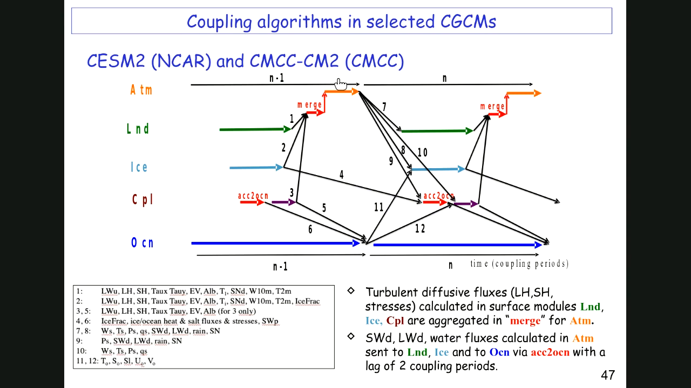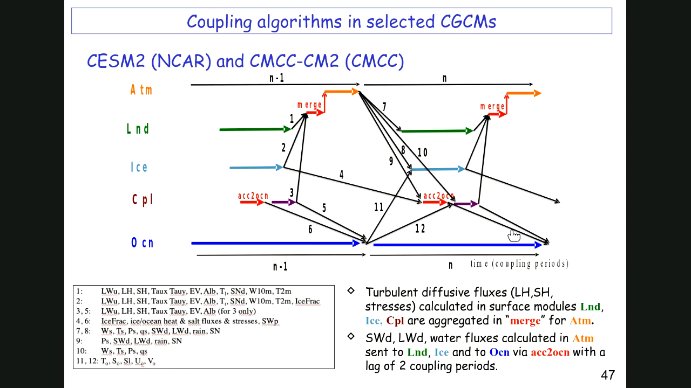The short wave, long wave, and water fluxes calculated in the atmosphere at one coupling period are sent to this module here, and then are sent to the ocean for the N plus two period. Well, for the N period here. So there's an asynchronicity of two coupling periods.